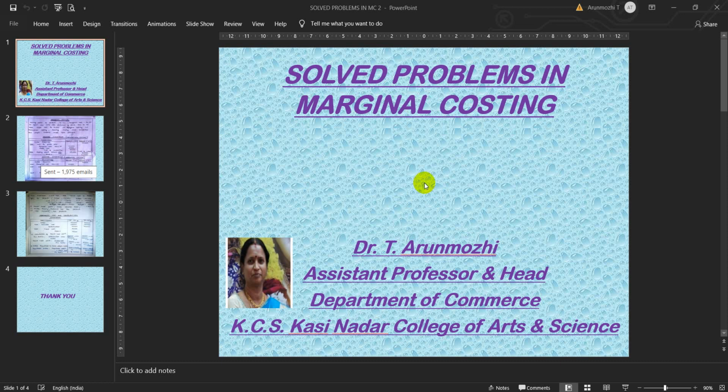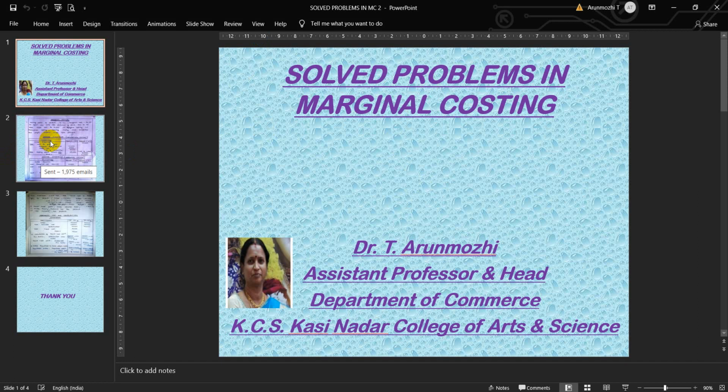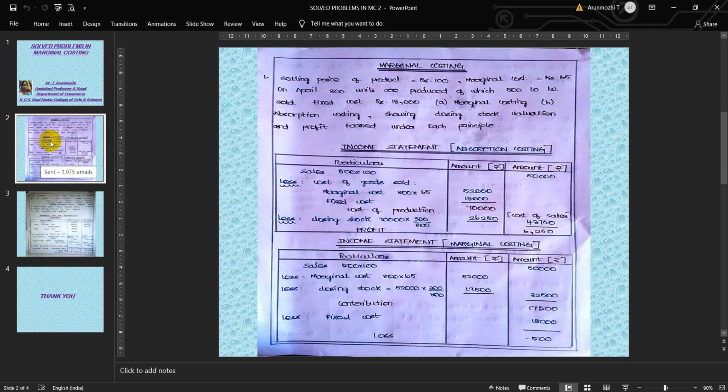It is based on the curriculum of all universities on this subject. Here we have the solved problem relating to absorption costing and marginal costing.